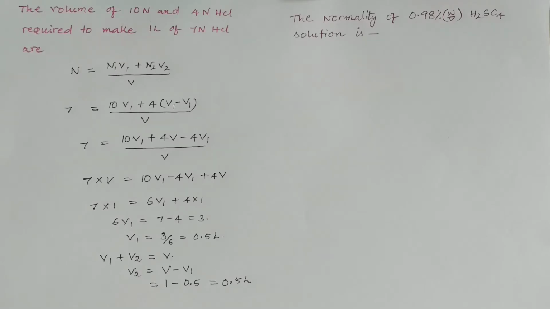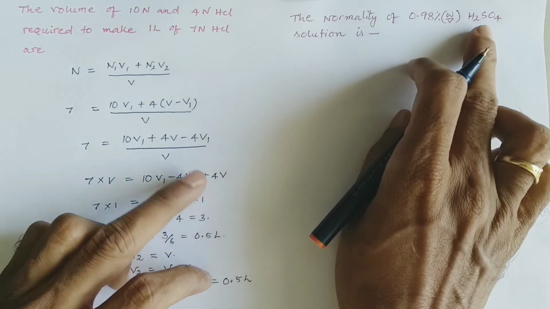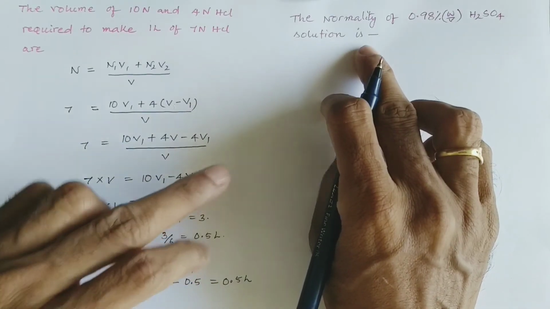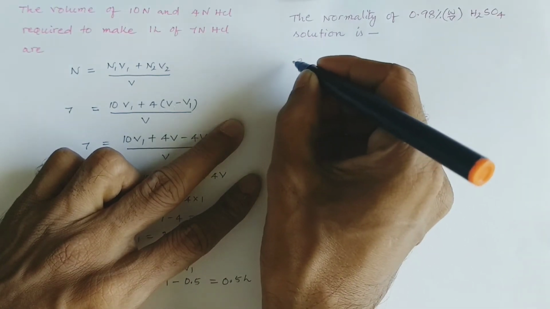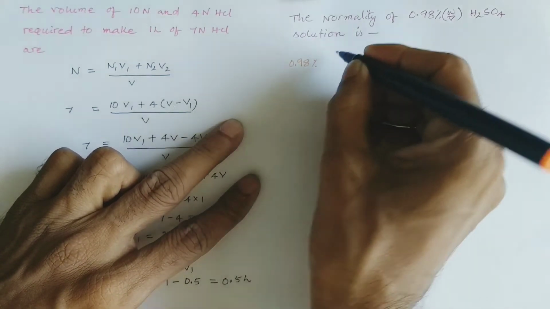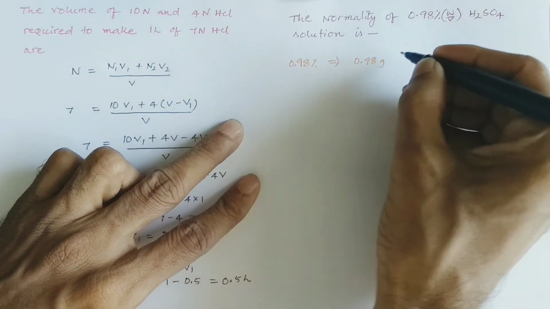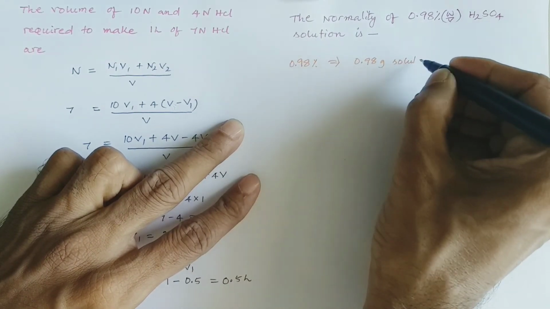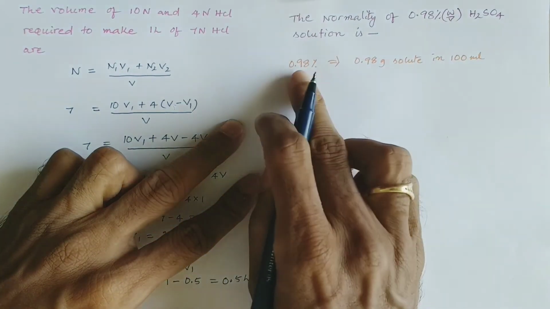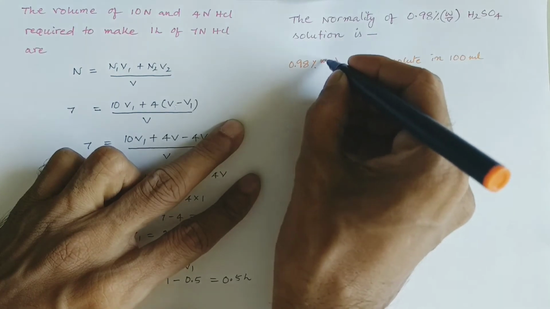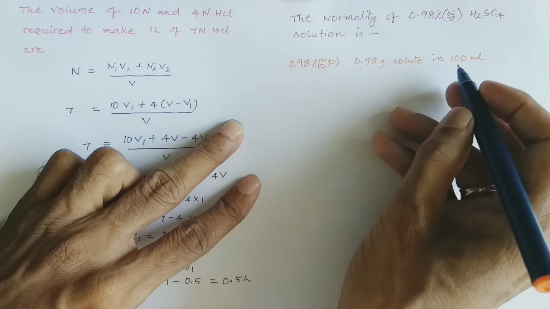Next problem, the normality of 0.98% weight by volume of sulfuric acid solution is. Okay, here 0.98% weight by volume is given. That means 0.98 grams of solute are present in 100 milliliters solution. 0.98% weight by volume means 0.98 grams of solute present in 100 milliliters of solution.